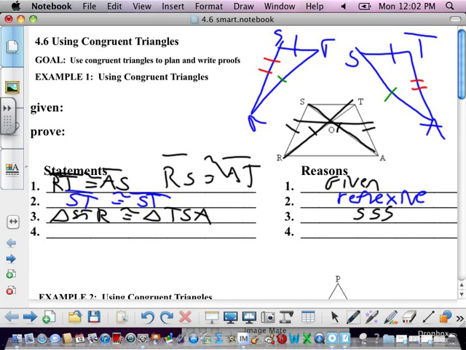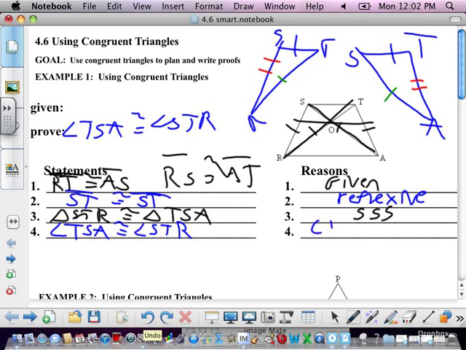All right. But this is not what I'm trying to prove, right? Because right here under proof, it says angle TSA is congruent to angle STR. So I know this last one over here should be angle TSA is congruent to angle STR. But how do I know that? CPCTC, corresponding parts of congruent triangles are congruent. CPCTC.